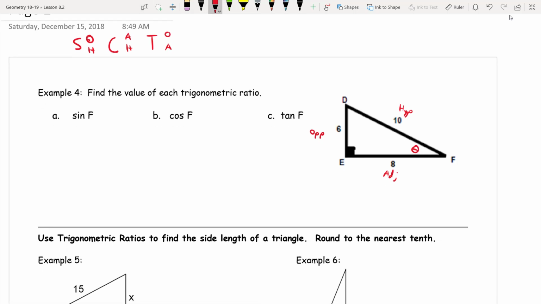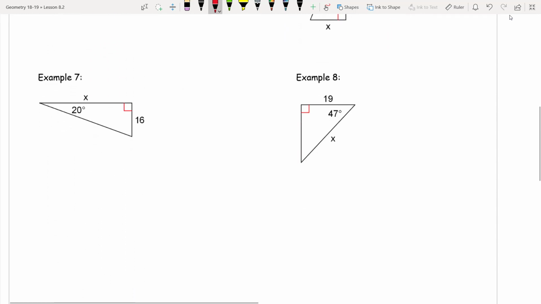So the sine of F is my opposite side 6 over my hypotenuse 10, which simplifies to 3 over 5. For cosine of F, it's my adjacent side 8 over my hypotenuse 10, or 4 out of 5. And then my tangent of F is my opposite side 6 over my adjacent side 8, which is equal to 3/4. So setting up these ratios is just like what you're about to do in the problems given. So you've got 4 examples here.